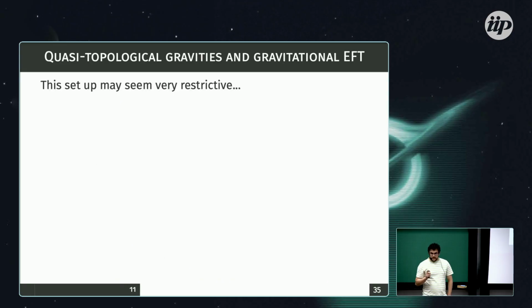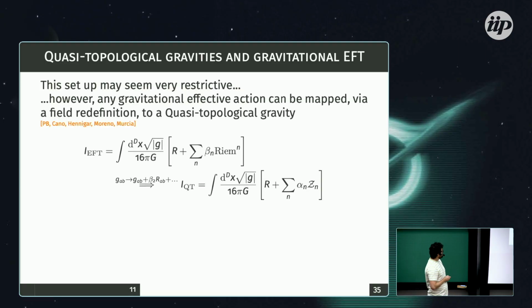One may think this is very restrictive, but it's not that restrictive in the following sense. Imagine you take any gravitational effective action that you want, like this, with some arbitrary couplings and whatever powers of curvature you want. As long as you remain with perturbative couplings, so that is beta, you consider them to be small, then there's always a field redefinition of the metric that you can do, so that you can map the original theory into a quasi-topological theory.